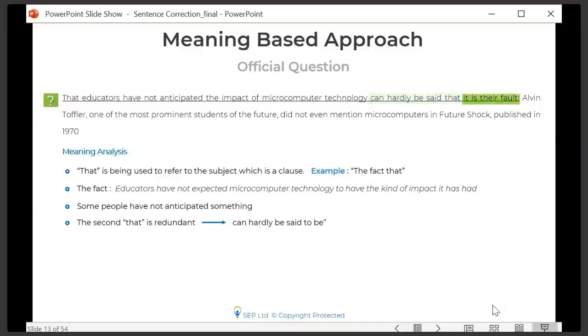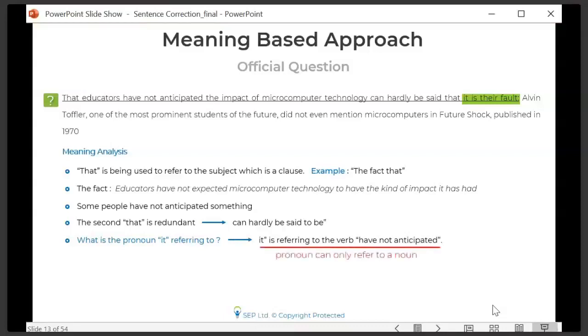The next portion says, it is their fault. All right. Now, let's go carefully here. So, it can hardly be said that it. So, what is this pronoun it referring to here? What cannot be said to be someone's fault? That they have not anticipated something. All right. Thus, it is referring to the verb have not anticipated. Okay. They have not anticipated something, that not anticipating something, that is the it, okay?